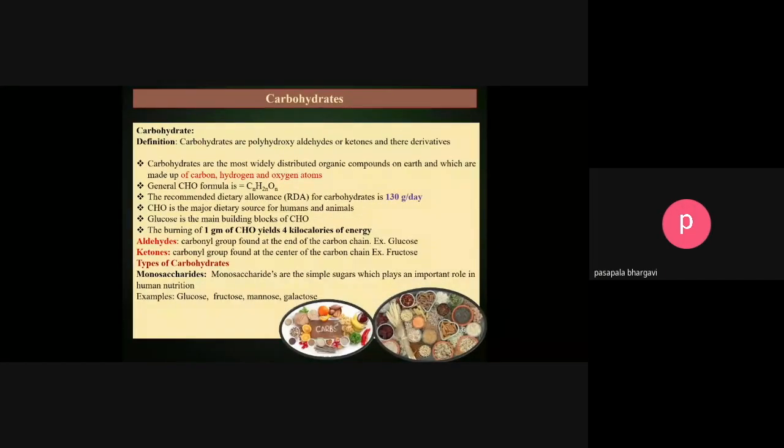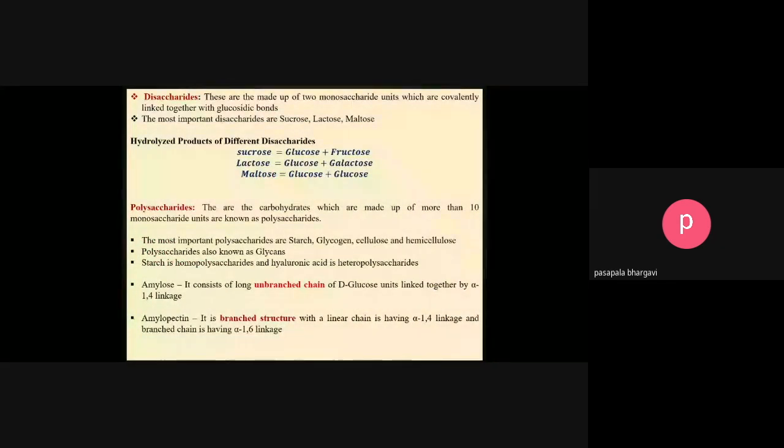Monosaccharides are the simple sugars which contain a single polyhydroxyaldehyde or ketone. Examples: glucose, fructose, mannose, and galactose. Next, disaccharides, which are made up of two monosaccharide units covalently linked together with glycosidic bonds. Examples: sucrose, lactose, and maltose.